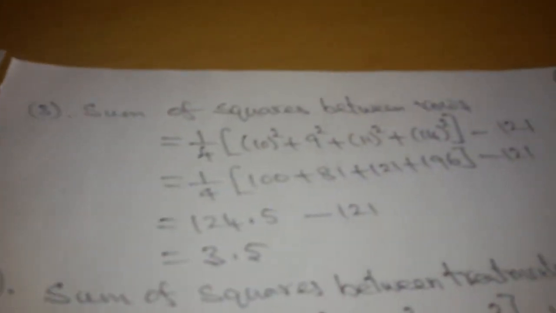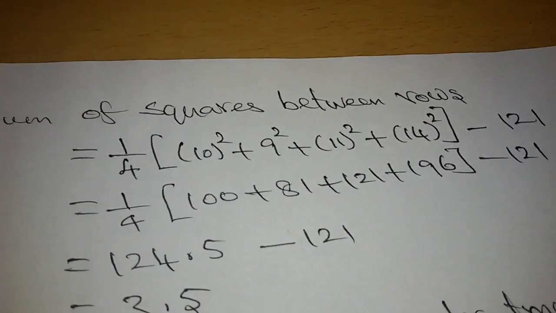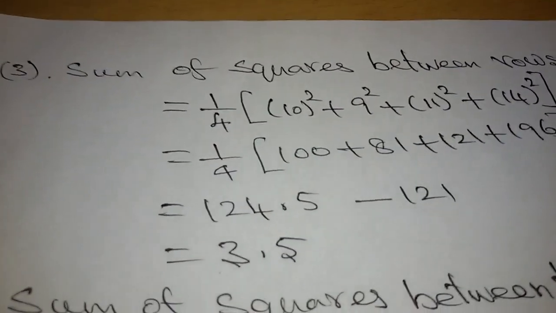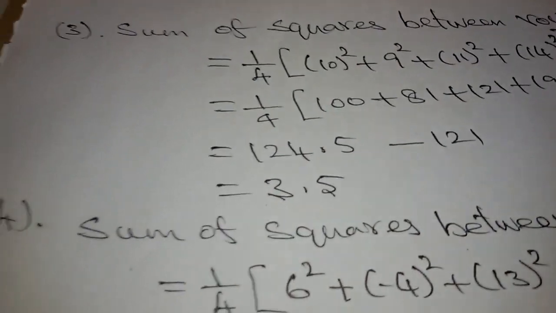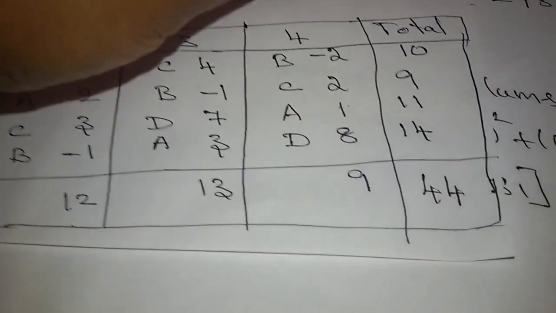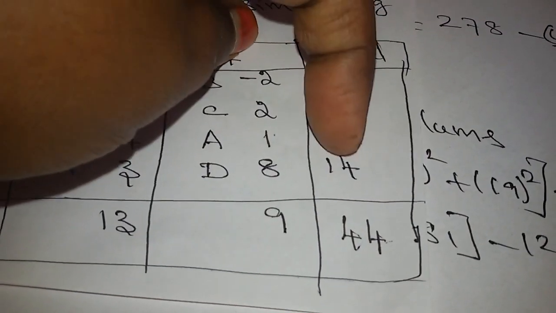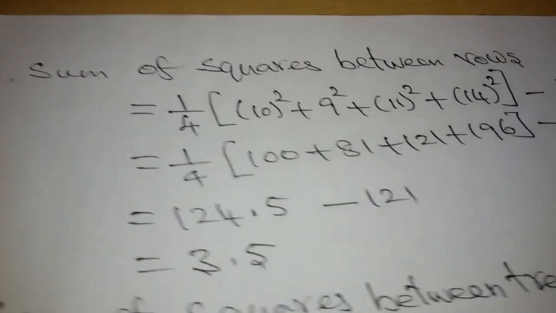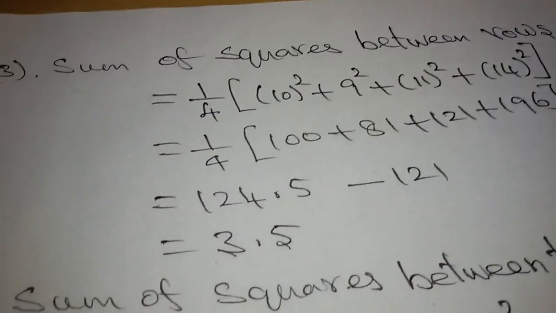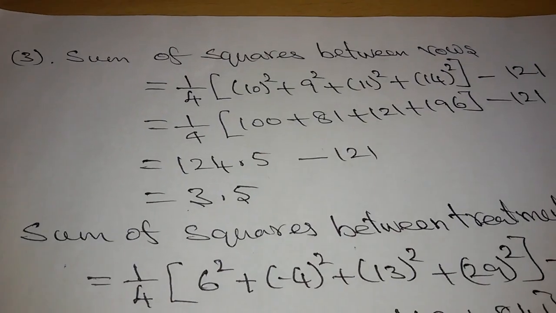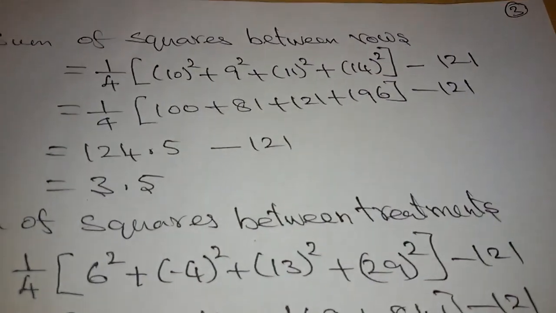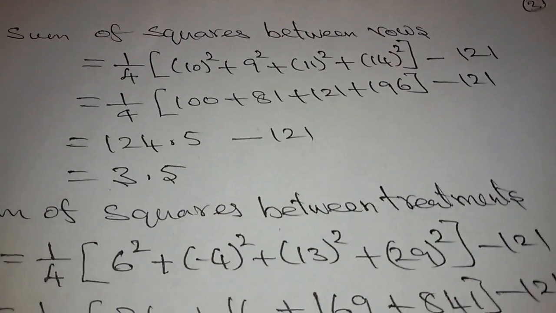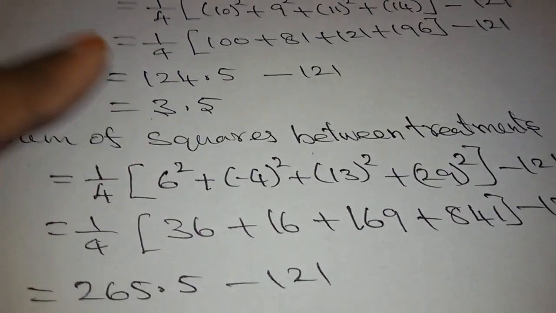The next one is the sum of squares between rows. Again 1 by 4, from the initial table the row totals: 10, 9, 11, 14. Take their individual squares and sum, divided by 4, minus the correction factor 121. After simplification, you get 3.5.